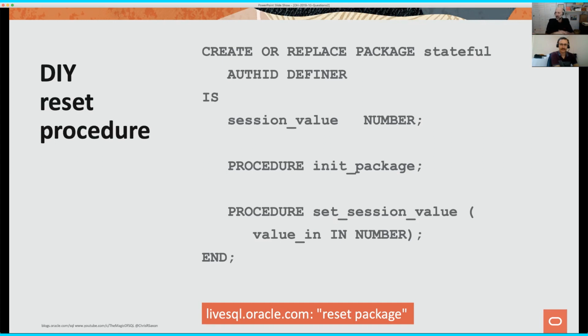And also, as Dennis suggested, you could take a look at DBMS_PIPE. So DBMS_PIPE is a package that's been around for such a long time. And it allows you to basically pass data between different sessions.